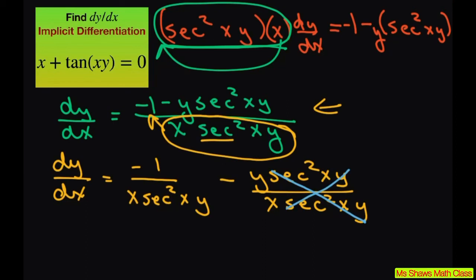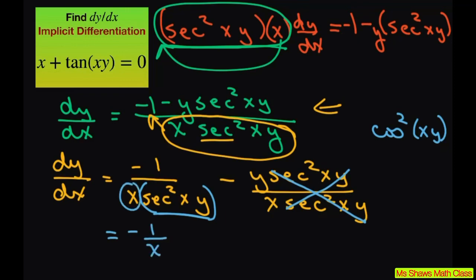And then also for this portion here, it is going to be cosine squared of xy. So you can now rewrite this as negative 1 divided by x, and then write just cosine squared of xy, minus y divided by x.